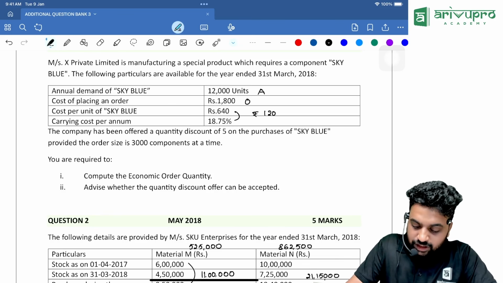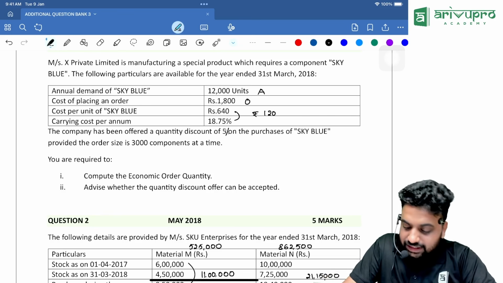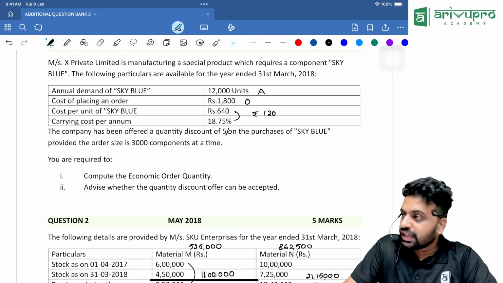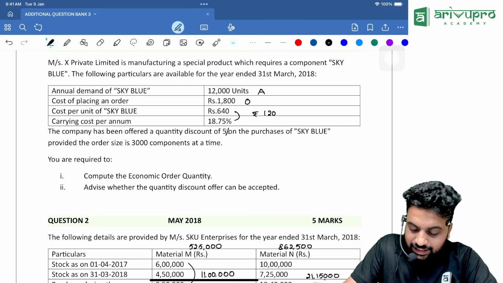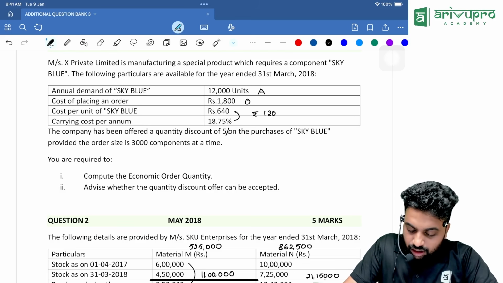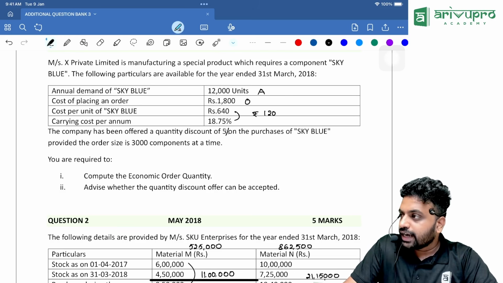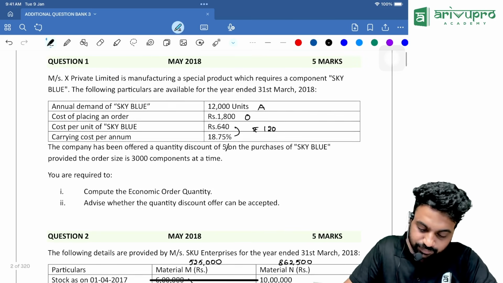The company has been offered a quantity discount of, make it as 5% on the purchase of sky blue. So they are giving a quantity discount of how much? 5%. Provided the order size is 3000 components at a time. Compute EOQ and advise whether the quantity discount is to be accepted or not. One of the easy questions.